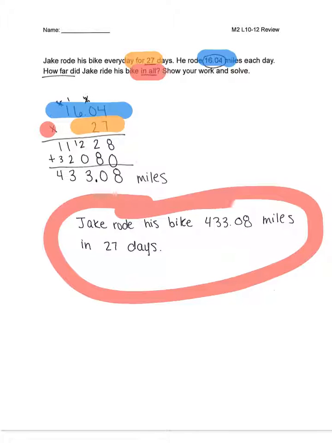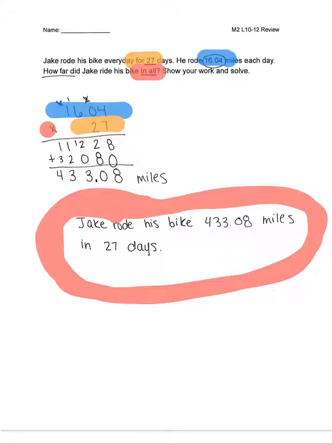A lot of you are trying to forget this. Do not. Jake rode his bike for 433.08 miles in 27 days. And that's how you solve the word problem. Pretty simple word problem. It's one step compared to how we've been solving some 3-step problems. So just keep working hard and you should be able to master this progress check.